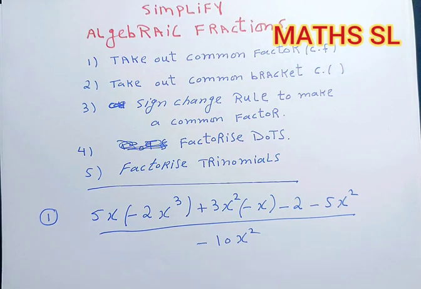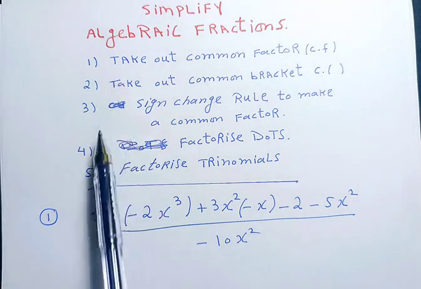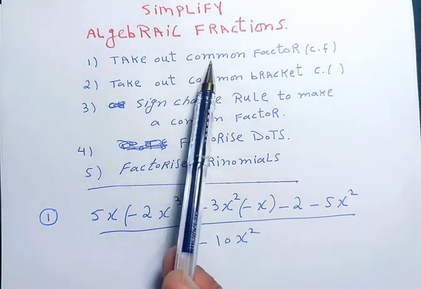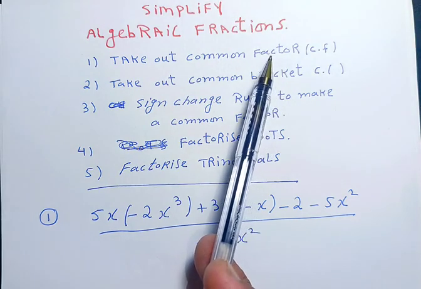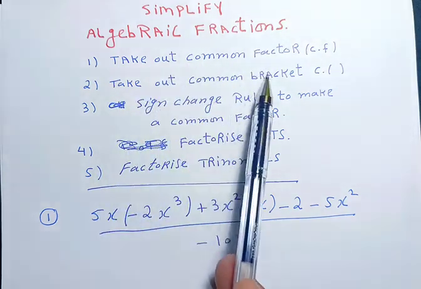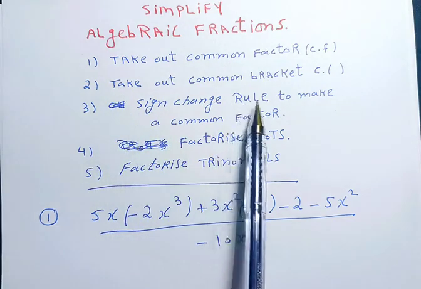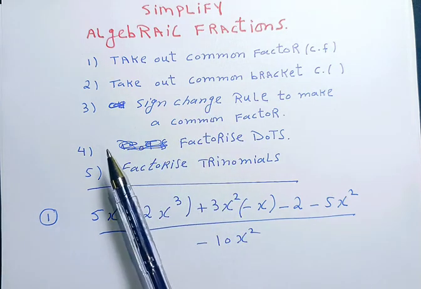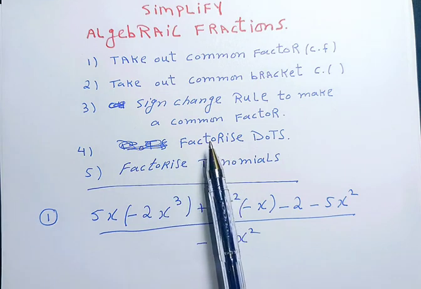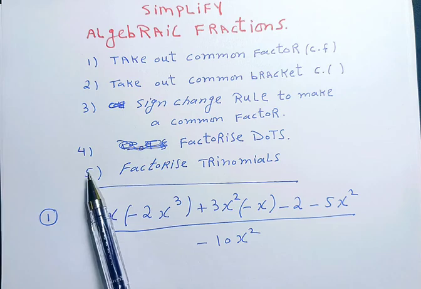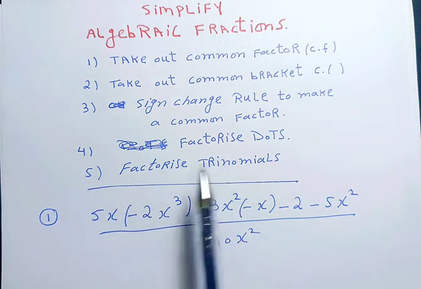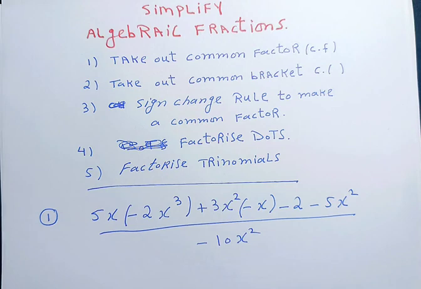I'm Thaqib Latif. Today I'm going to show you how to simplify algebraic fractions. So remember, you need to remember these five things. Take out common factor if there is a common factor in the expression, and take out common bracket. You also have to look at the sign change rule to make a common factor. And number four, you must remember if there is a difference of two squares, you have to factorize it. And number five, factorize trinomial if there is a trinomial in the expression.